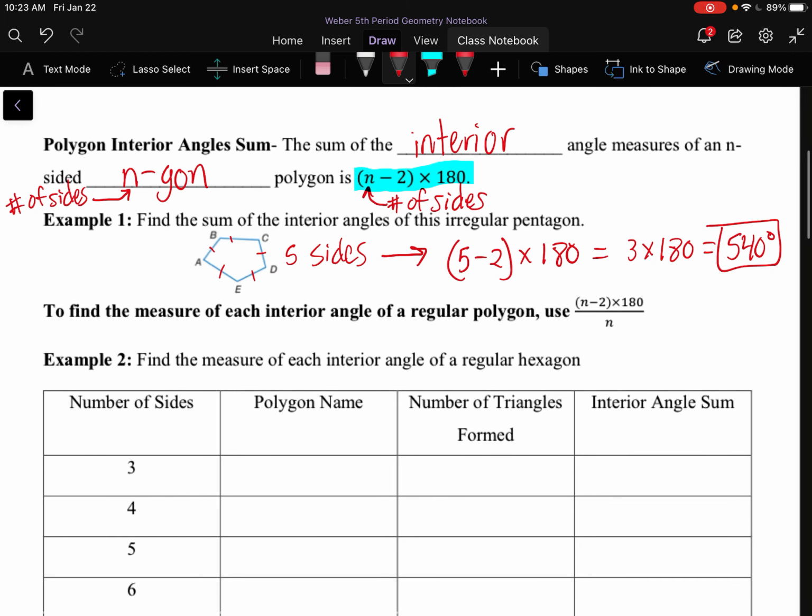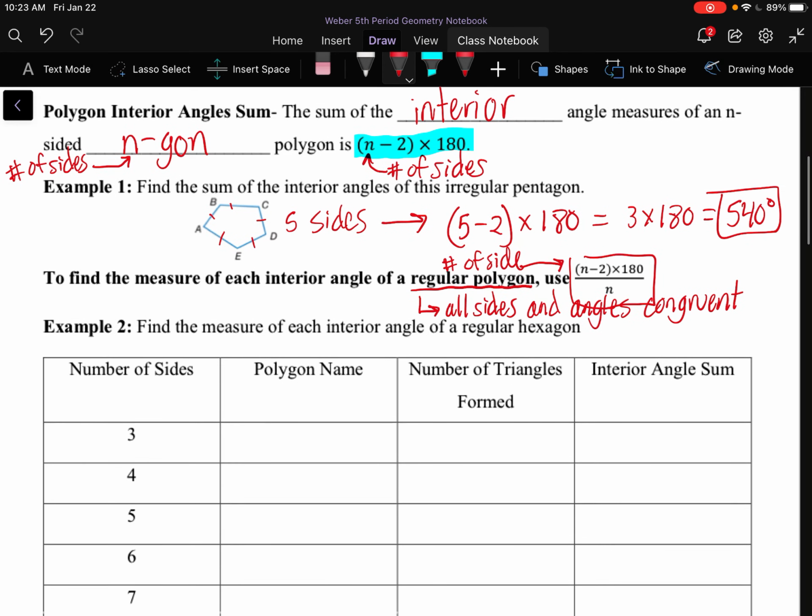Next, to find the measure of an interior angle of a regular polygon, use this formula, n minus 2 times 180 divided by n. Again, n here is our number of sides. A regular polygon will always have all sides and angles be congruent. We have a regular polygon, all sides and angles are congruent.